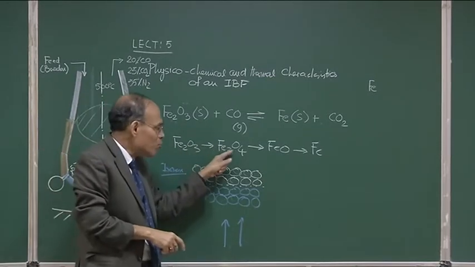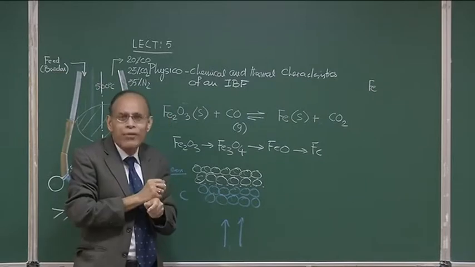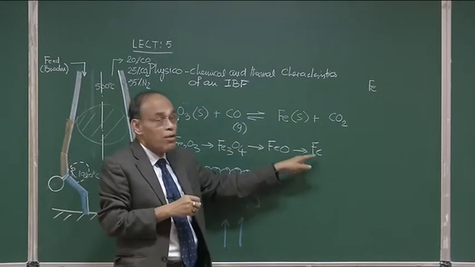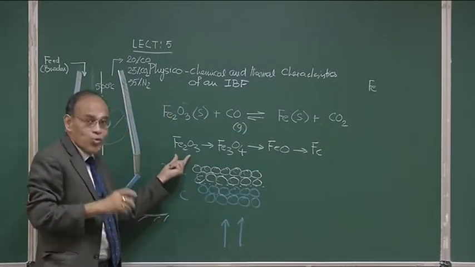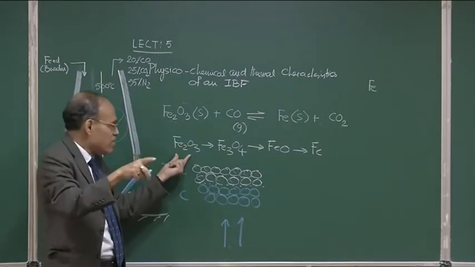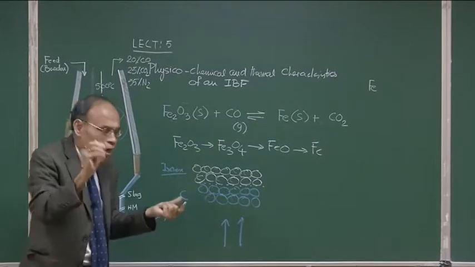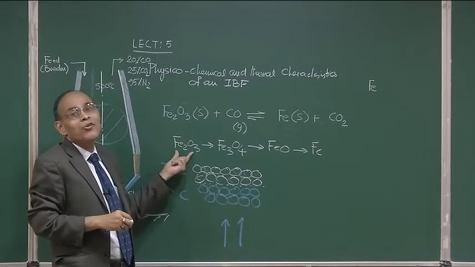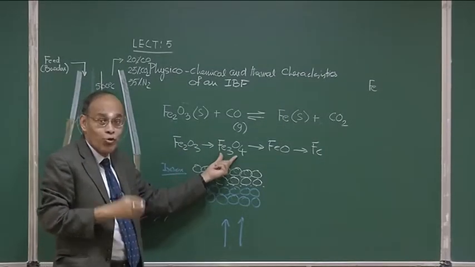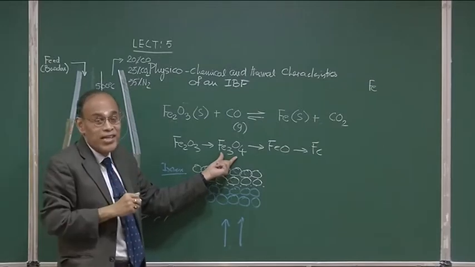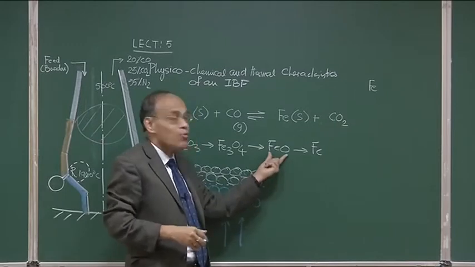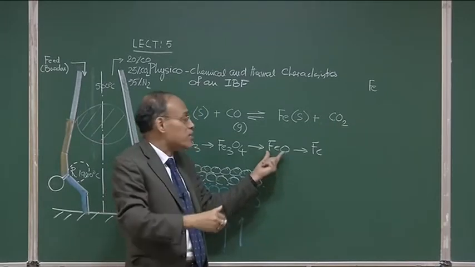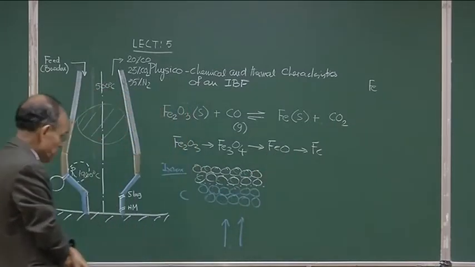Then from Fe3O4 to FeO, it is a little bit difficult. Then from FeO to Fe, it is extremely difficult. So, if I change my statement, I would say a little bit of carbon monoxide will be able to reduce Fe2O3 to Fe3O4. More carbon monoxide is going to be needed to reduce Fe3O4 to FeO, and even more intense carbon monoxide is going to be needed to accomplish the final stage of reduction.